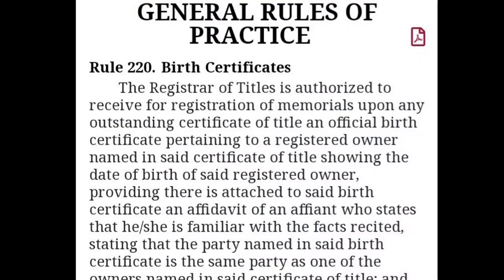And so the registered owner named in said certificate of title showing the date of birth of said registered owner, providing there is attached to said birth certificate an affidavit of an affiant who states that he or she is familiar with the facts recited. So once it's authenticated, there then needs to be an affidavit attached to the final authenticated record of an affiant who states the facts that he or she, the registered owner, has in fact taken control and possession of said birth certificate or that bond. All right.